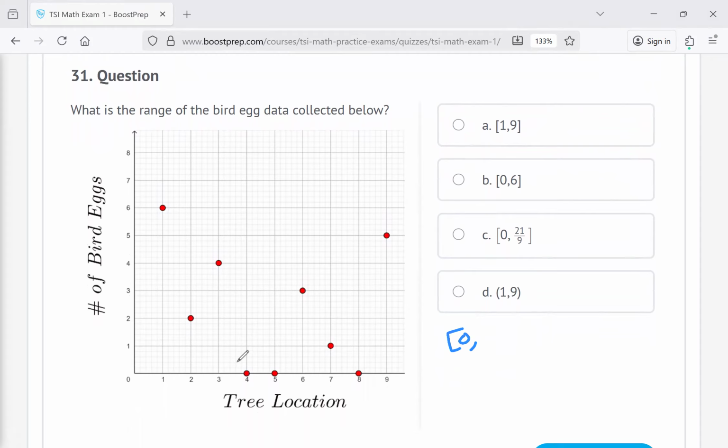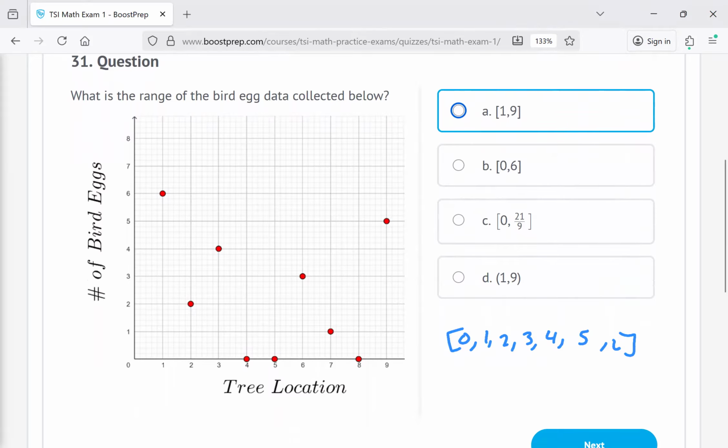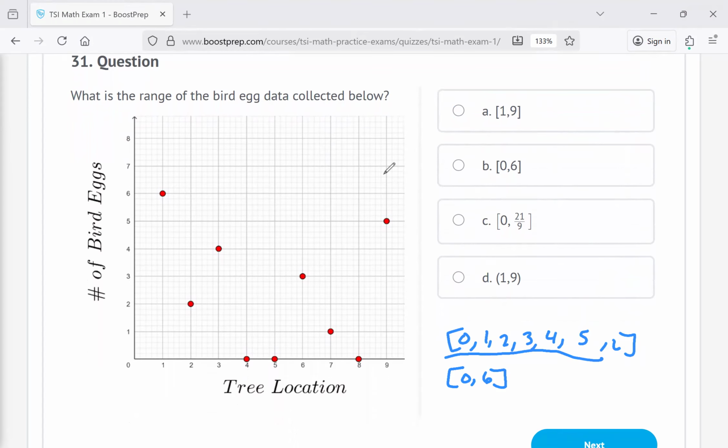And then you also have 0, 1, 2, 3, 4, 5, 6. That's it. So our range is 0, 1, 2, 3, 4, 5, 6. Because there's nothing missing, you could just say 0 to 6, which is the same thing. So I'm going to say B.